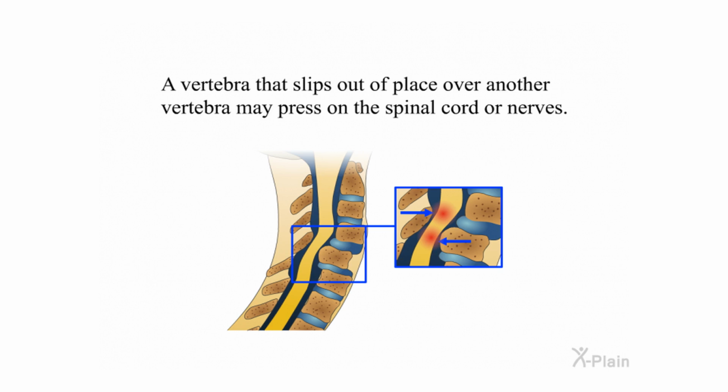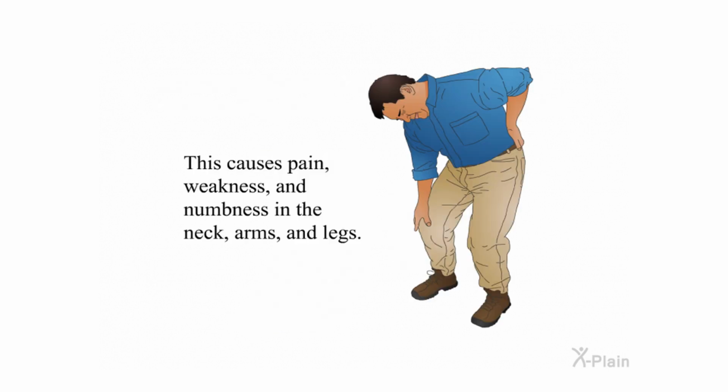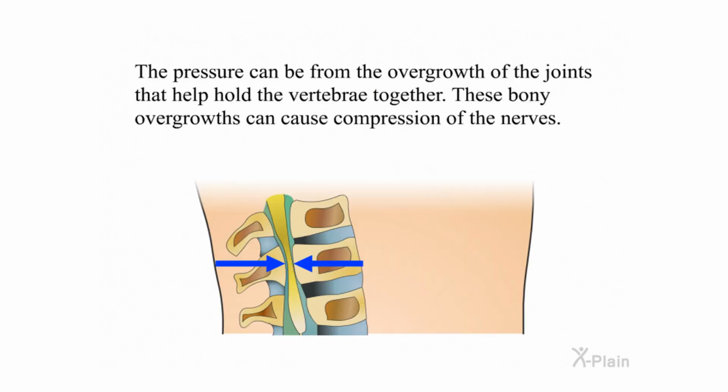Symptoms and their causes. A vertebra that slips out of place over another vertebra may press on the spinal cord or nerves. This causes pain, weakness, and numbness in the neck, arms, and legs. The pressure can be from the overgrowth of the joints that help hold the vertebrae together. These bony overgrowths can cause compression of the nerves.